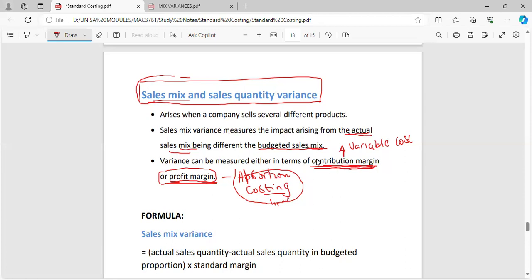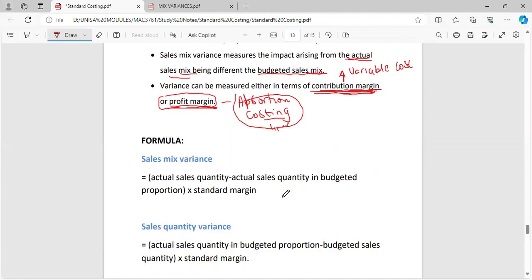It's still vice versa. If you are given a contribution margin and you are required to use the profit margin in your calculation, then it means you need to add to this contribution the fixed element which is not there, so that you arrive at your profit margin. So that's basically how some of the questions might be structured.